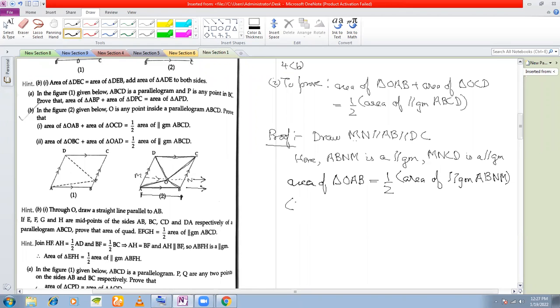So what is the reason here? Area of a triangle is half that of a parallelogram on the same base. What is the base here? AB, and between MN parallel to AB.